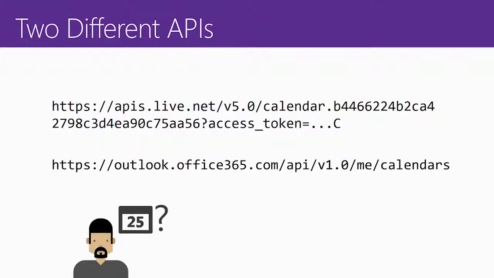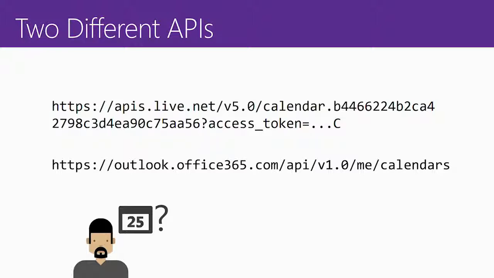Our poor developer here just wants to get some calendar data about his users, and he has to put intelligent logic into his application to say, okay, if the user is a consumer user, let's sign him in and get a token from MSA and hit the apis.live.net API and get back some calendar data. But if the user is a work account user, let's instead go talk to Azure AD, get a token from Azure AD, play that against outlook.office365.com, and get back probably a pretty different representation of a calendar event.